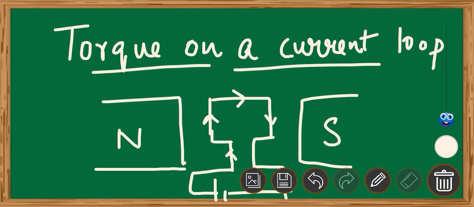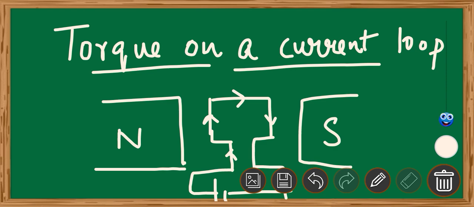Hi friends, today we are learning the torque acting on a current carrying loop. We have a north pole and a south pole, and in between them we place a loop, a current carrying conductor. This current carrying conductor will experience a torque, so we are going to derive the equation to find that torque.